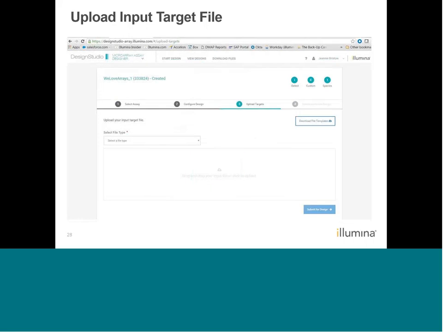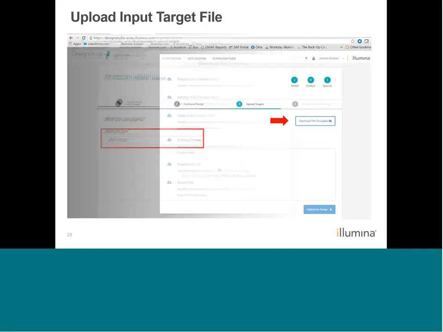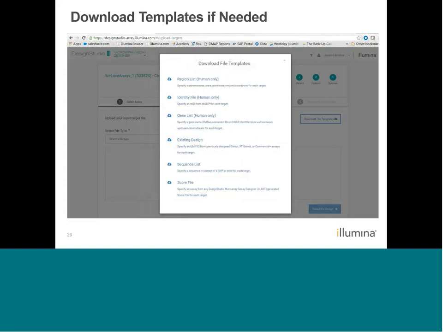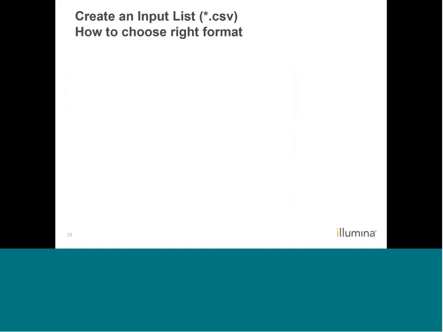As I mentioned, there's a number of different file types. So let's look at what the available templates are. There's 6 available templates. The first 3 you see here are for human only because these reference Genome Build 38 in DesignStudio. The second 3 can be used for submitting content for any species. Oh, and it's not human only. I mean, it is human only, but the other 3 are human as well as other species.